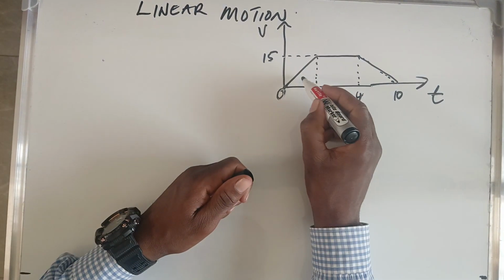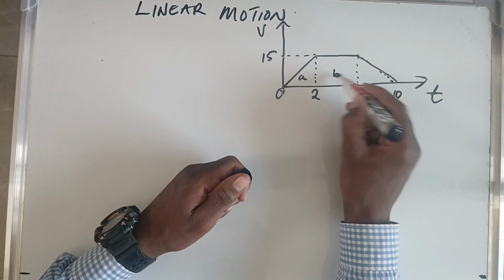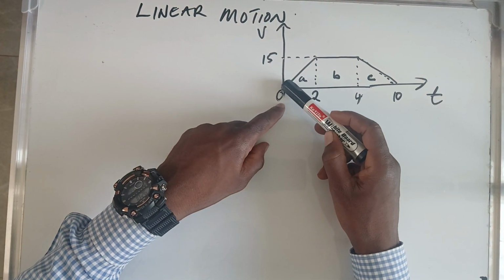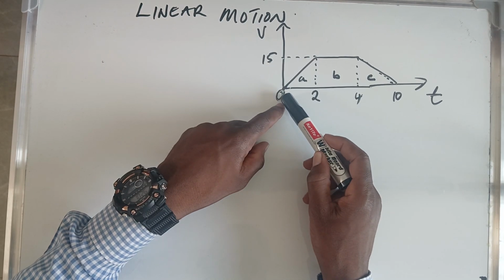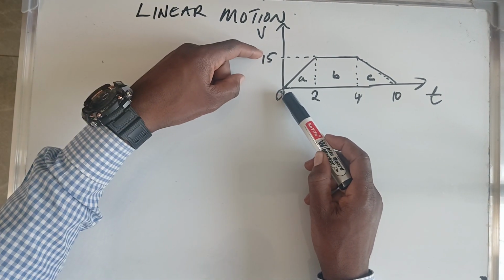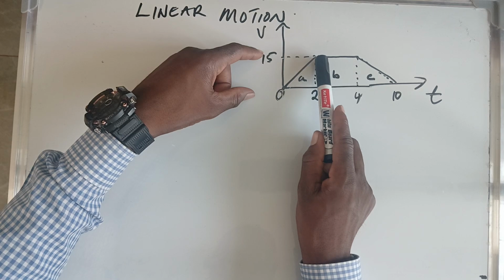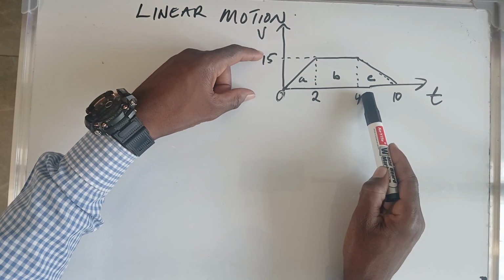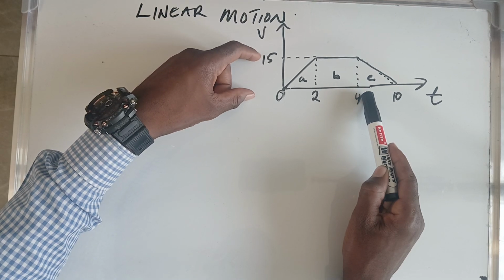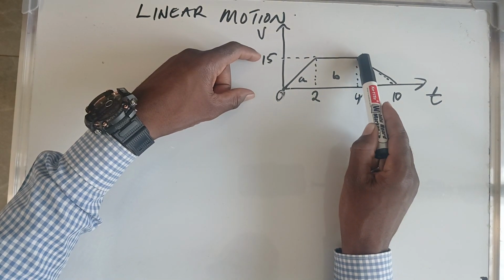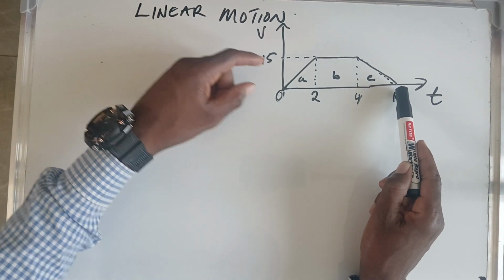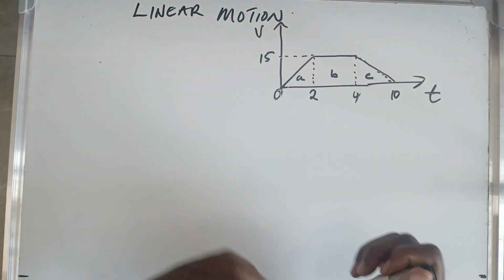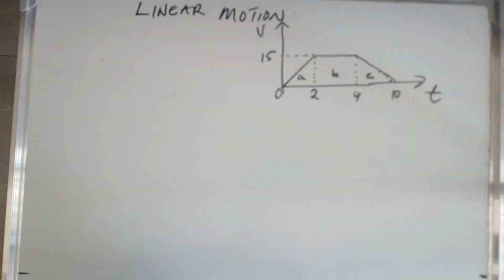So if I can classify this, I'm going to say A, B, and C. In A, the car is moving with the constant acceleration from 0 to 15 meters per second. Then it is going to maintain that 15 meters per second up to this point. 15 meters per second, that is constant velocity. Then it begins decelerating or coming to rest in region C. This is what we said, it is a deceleration or retardation.